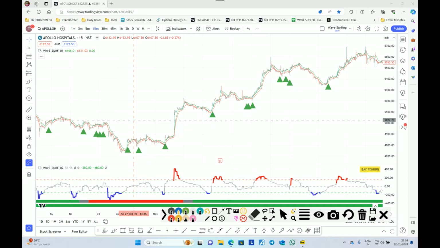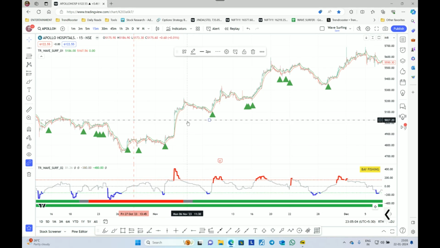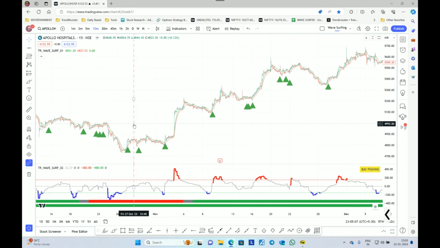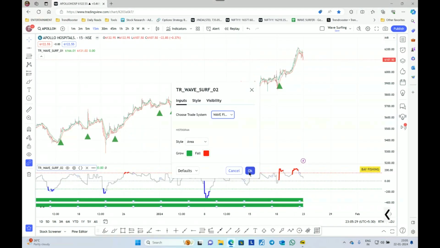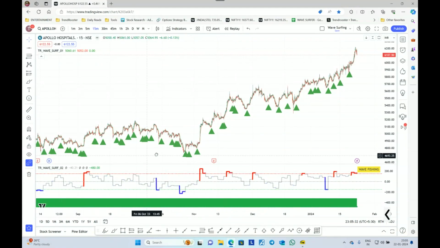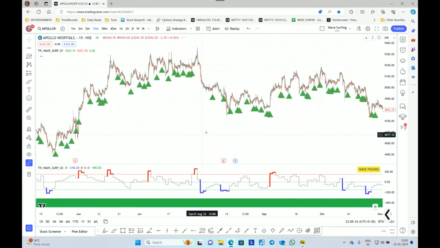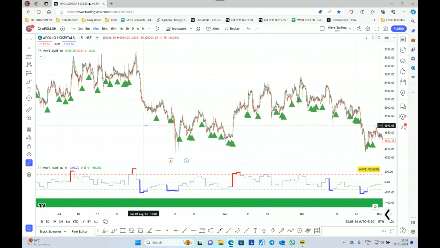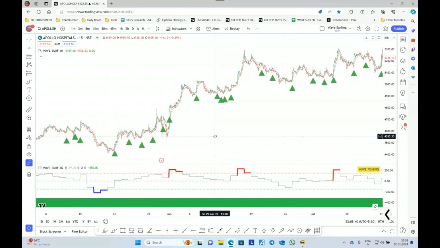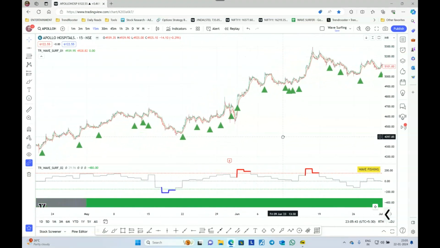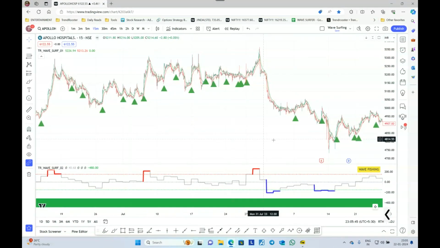Let me try to find another example so that you can understand clearly. Let me delete this line. I'll go back again to wave fishing and find another example. This may not work out. Yeah, this could be possible. This is where we entered, as shown.